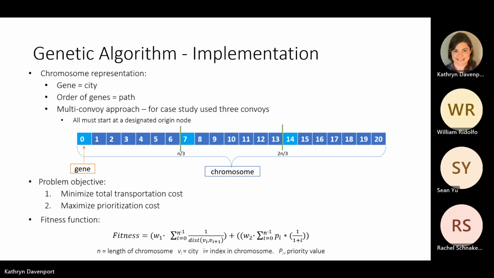In our chromosomal representation, the path of each convoy is in a sequence of the length n/3, where n is the full length of the chromosome, aka the number of cities that need to be visited. A constraint is that each convoy needs to start at one of the designated starting nodes, which were 5 cities on the outer edge of our graph, and that no node is visited twice.